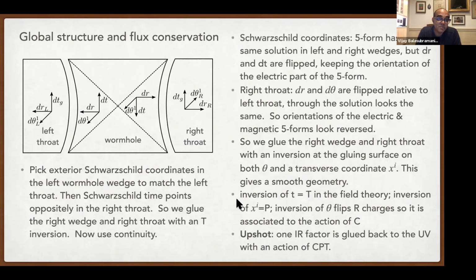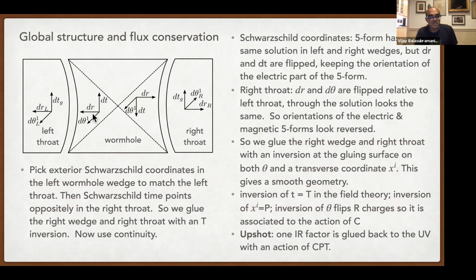So how do we do this? So first, let's just pick some coordinates. So I'm going to pick Schwarzschild coordinates to work in for the wormhole. And I'm going to pick the Schwarzschild coordinates in the left wedge of this wormhole to match the left throat, so that the radial direction lines up, the t lines up, and the theta lines up. I can do that, so I'm going to do that.